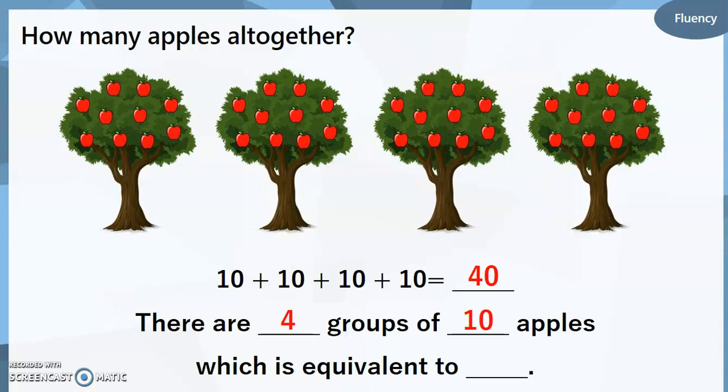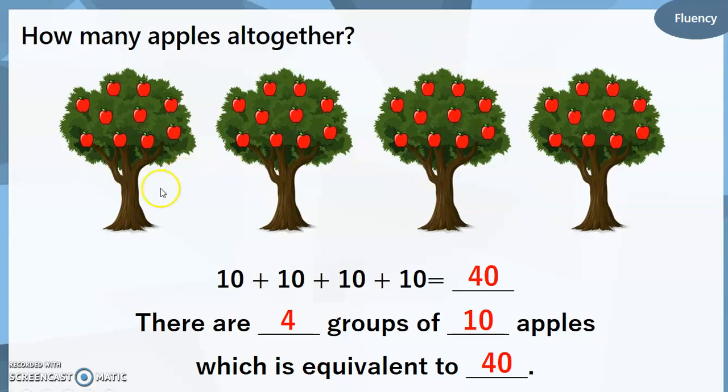There were 4 groups of 10 apples. This is equivalent. I should have explained this word earlier. It means the same as. Equivalent means the same as. So when we write our equal sign, you can hear equal and equivalent have got a very similar start. So 4 groups of 10 is equivalent to 40.